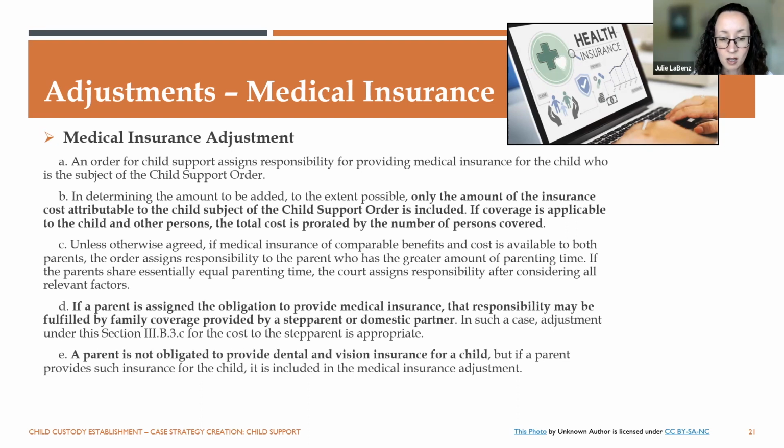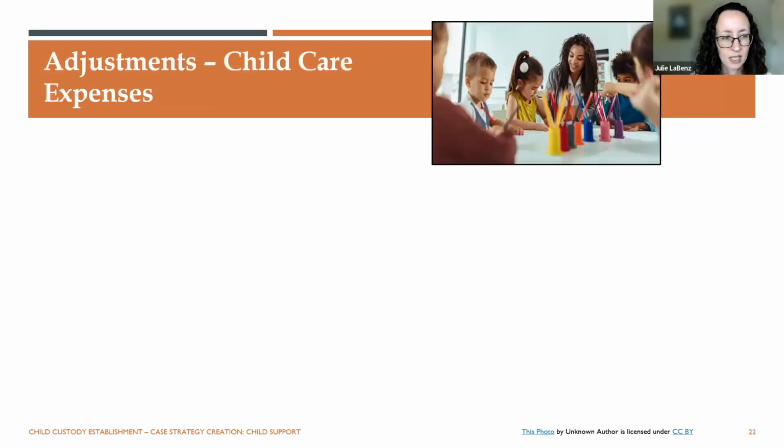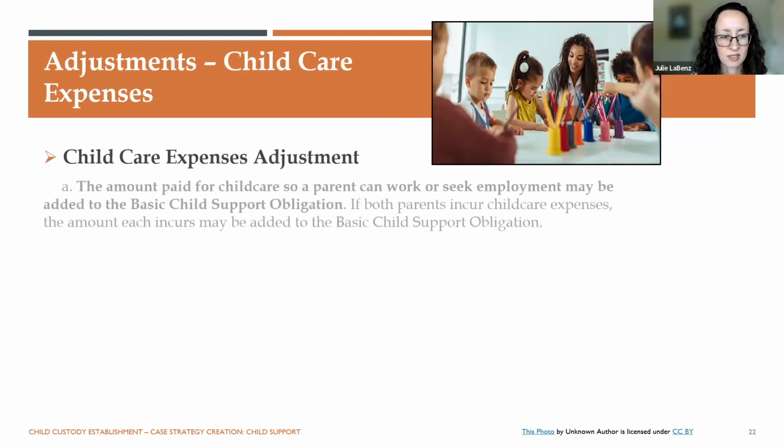A parent is not obligated to provide dental and vision insurance, but if they do, they get credit for that. And the court may decline a credit if the parent is providing coverage in a geographic location other than where the child resides. So the coverage needs to apply to the geographic region where the child resides in order to get credit. Let's talk about childcare expenses.